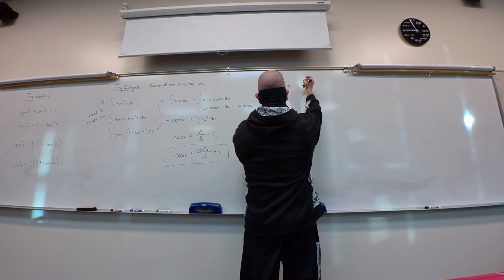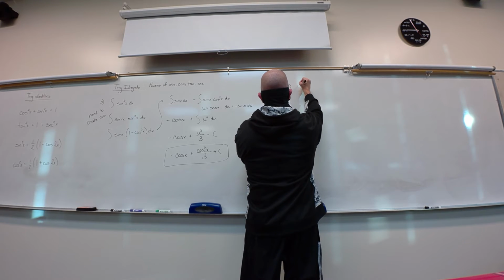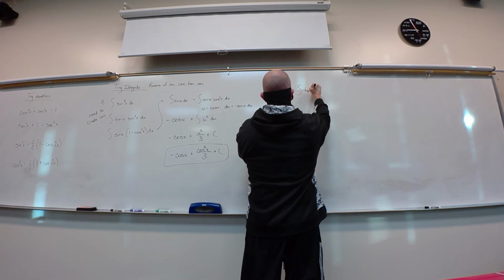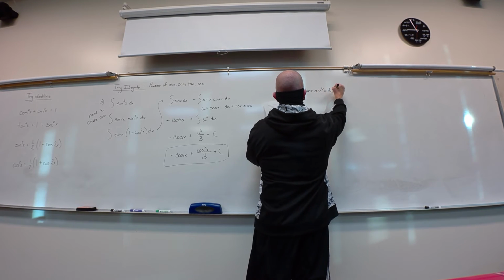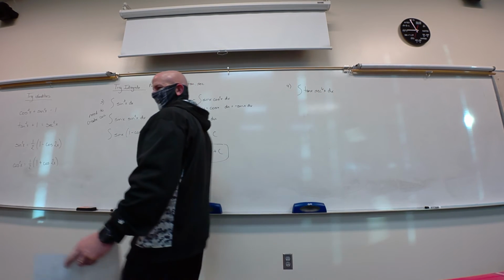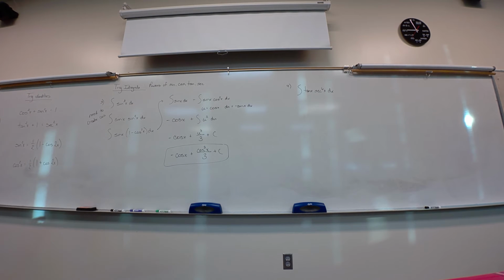Let's look at one more with the Pythagorean, then we'll go to those double ones. Tangent x, secant 6x, dx. So again, now think it through. Decide if you want to let u be tangent or u be secant. Think about what the du is and what you can do.